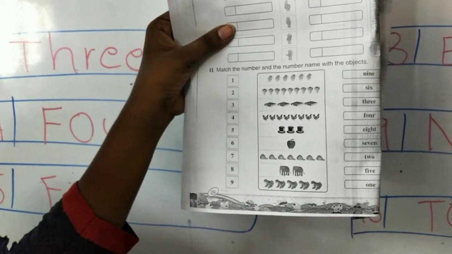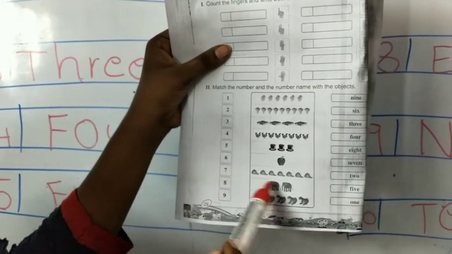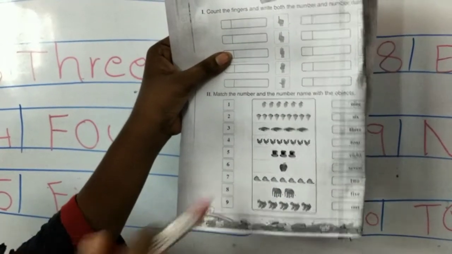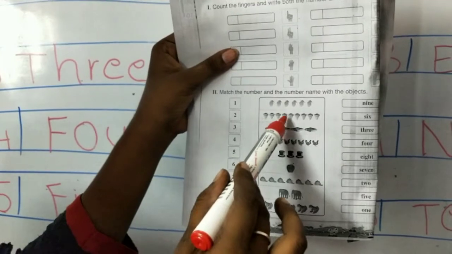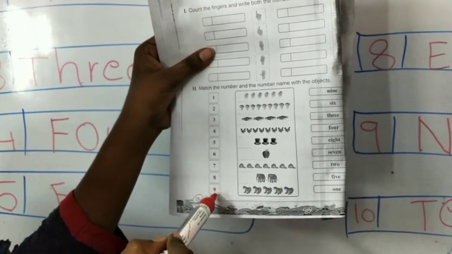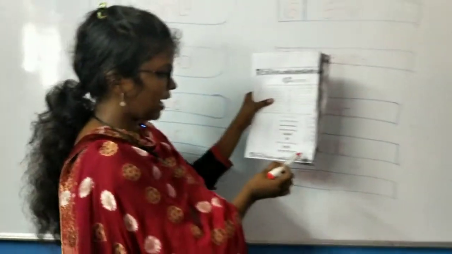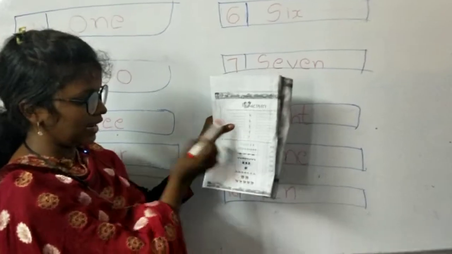9. Where are 9 objects? Is this 9? 1, 2, 3. No. 1, 2. No. Where are 9 objects? Here. 1, 2, 3, 4, 5, 6, 7, 8, 9. You have to match the number 9 with 9 objects. Simultaneously you have to identify and match the number names.